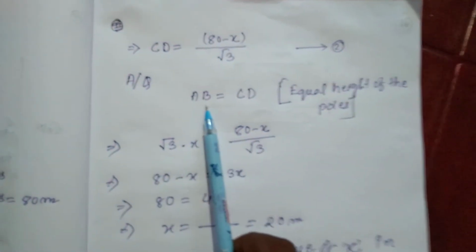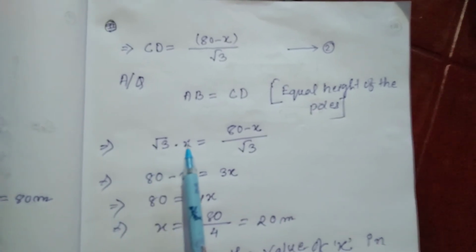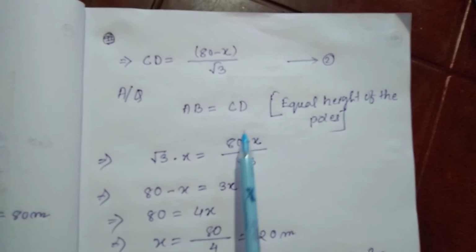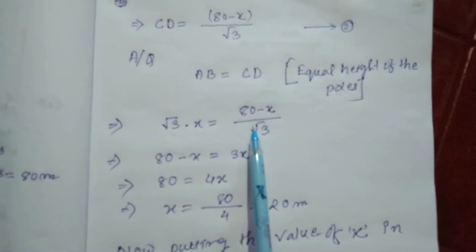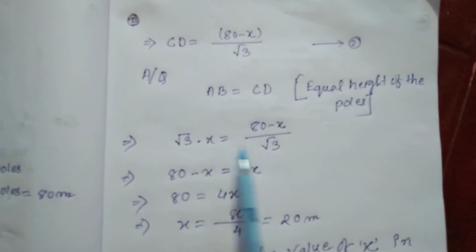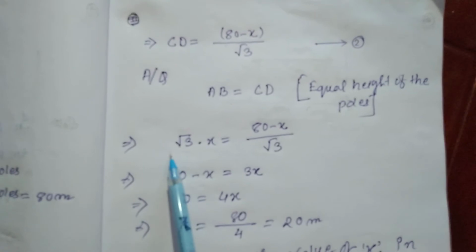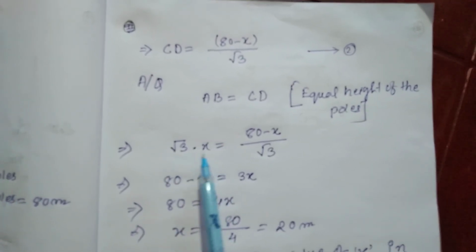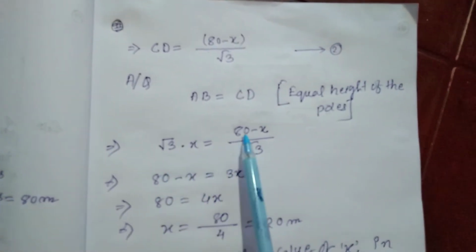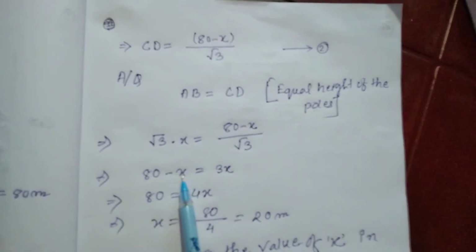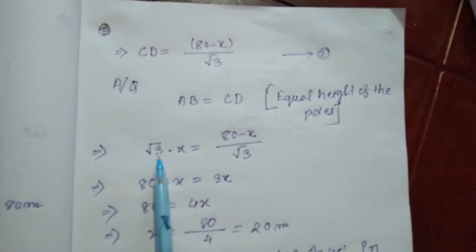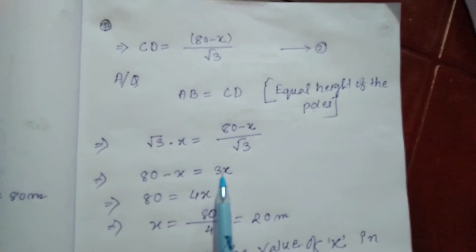What is the value of AB? The value of AB is root over 3 x, root over 3 into x. And what is the value of CD? The value of CD is 80 minus x by root over 3. Now if we do the cross multiplication, what will we get? Root over 3 x by 1, then 1 into 80 minus x gives 80 minus x, and root over 3 x into root over 3 gives only 3.